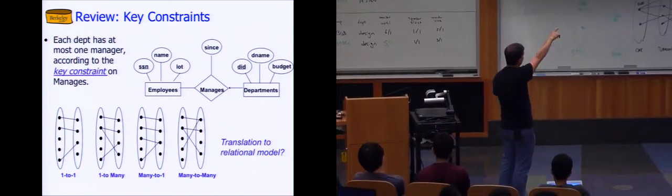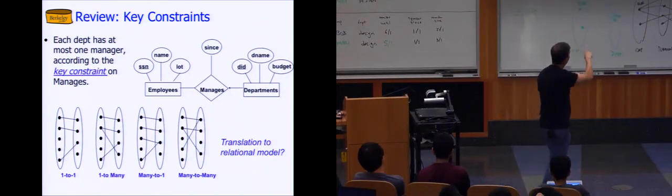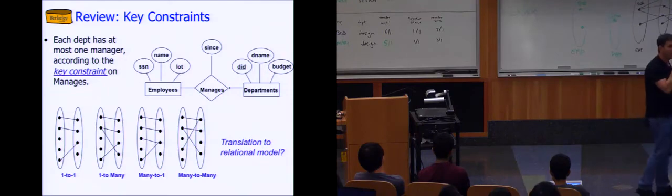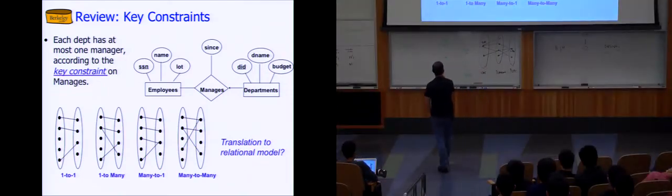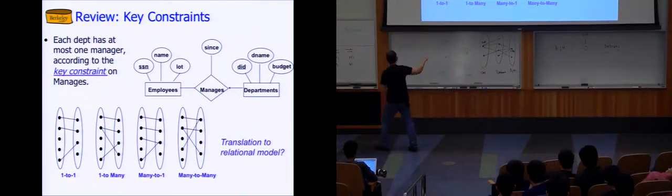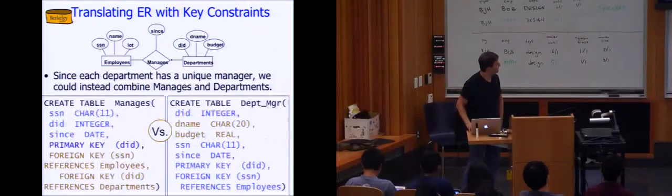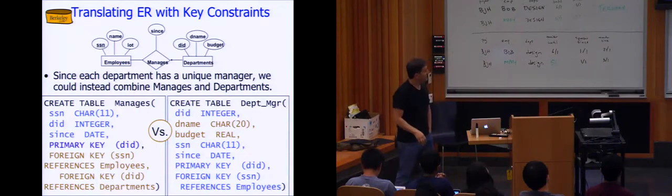In this example, we have a key constraint. Each department is managed by at most one employee. How do we capture that in SQL? And remember, one-to-one, one-to-many, many-to-one, many-to-many. Well, there's actually two ways to do it. So let's look at the left-hand side first.